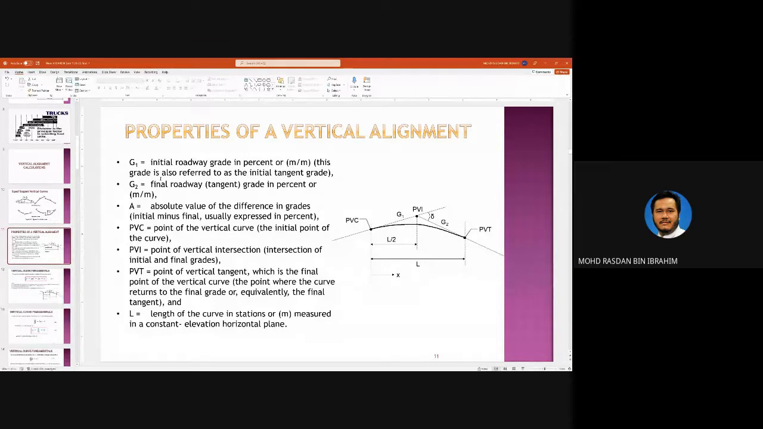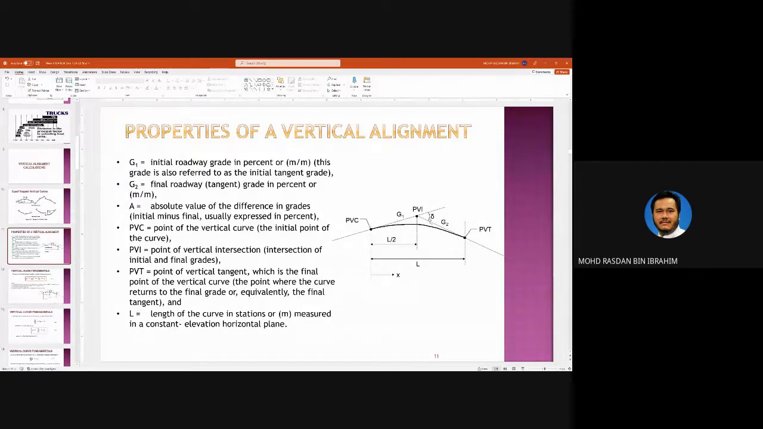So G1 and G2. G1 is the initial gradient. G2 is the final gradient. A is the absolute difference between G1 and G2. Okay, and the terminology that we use is the PVC, point of vertical curve. The first point is PVC, and then you have PVI, and then you have PVT.